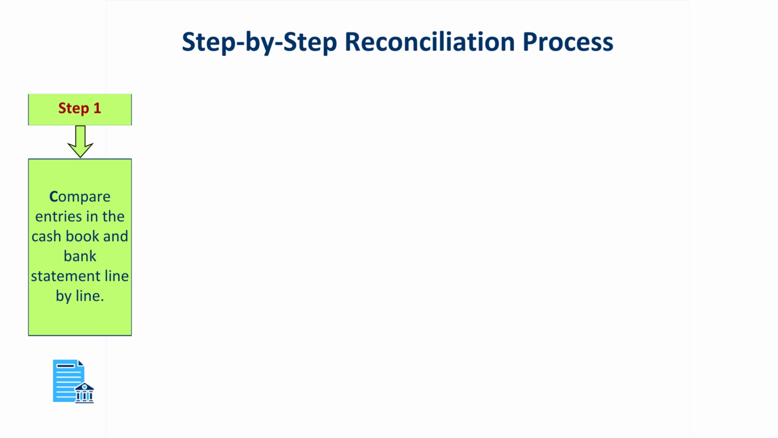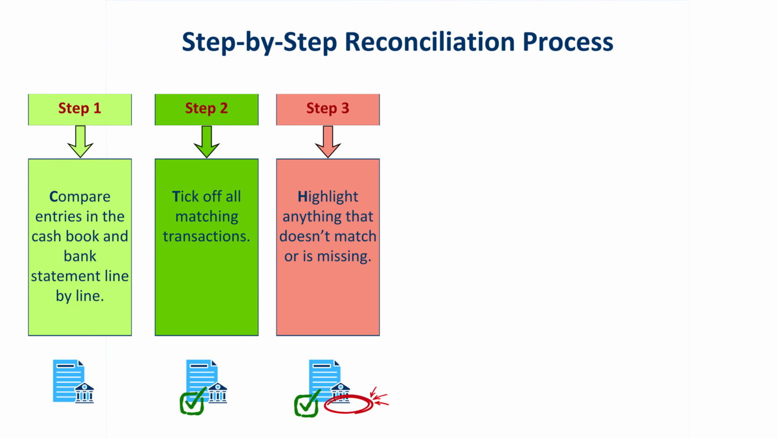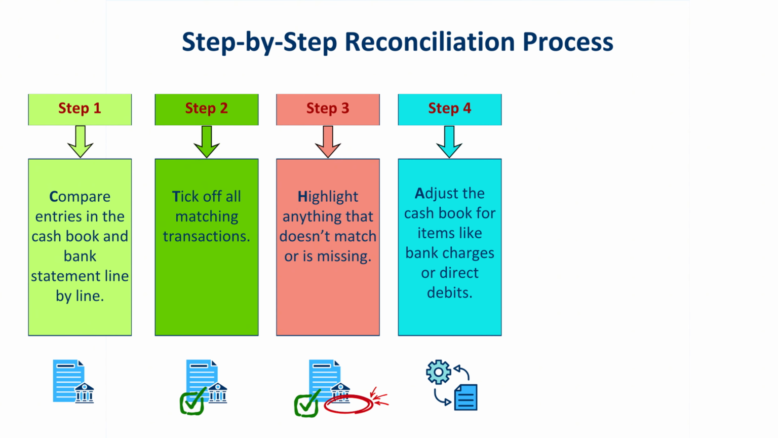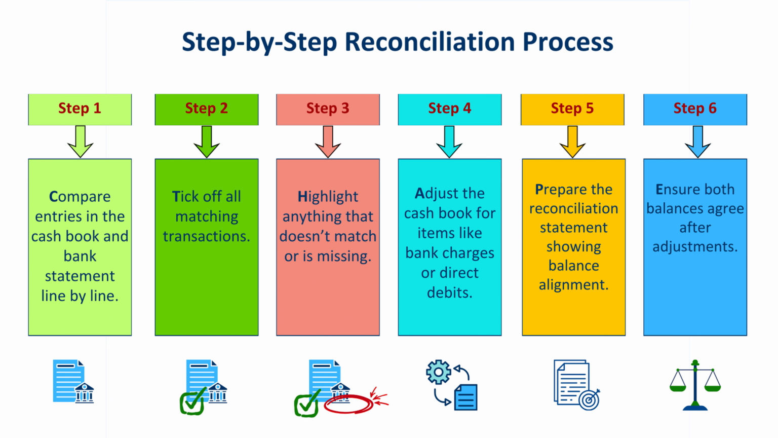Here's the step-by-step method you'll use when preparing a bank reconciliation. Step 1. Compare the entries in the cash book and the bank statement line by line. Step 2. Tick off all the matching transactions. Step 3. Highlight anything that doesn't match or is missing. Step 4. Make adjustments in the cash book for any items not yet recorded, such as bank charges or direct debits. Step 5. Prepare the reconciliation statement showing how the cash book balance and the bank statement balance line up. And finally, Step 6. Make sure that after all adjustments, both balances agree.